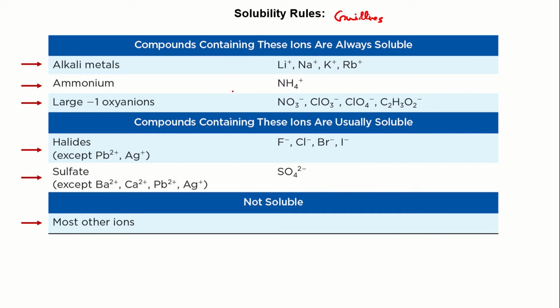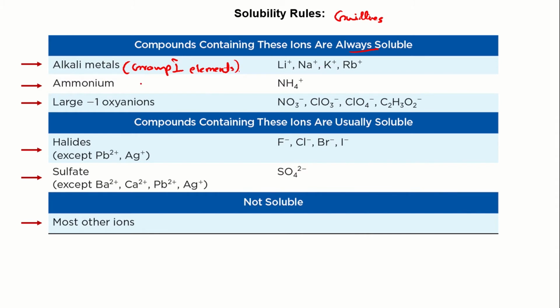So as a general trend, all alkali metals, so that means group 1 elements, all of them. So when we study these solubility guidelines, it is easier if we categorize them into three general groups: always soluble, usually soluble, and not soluble.